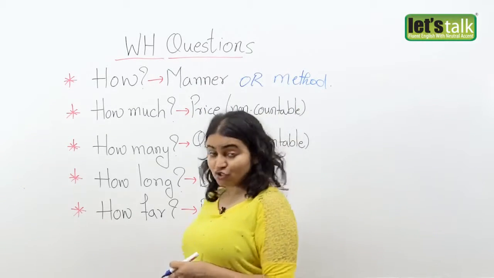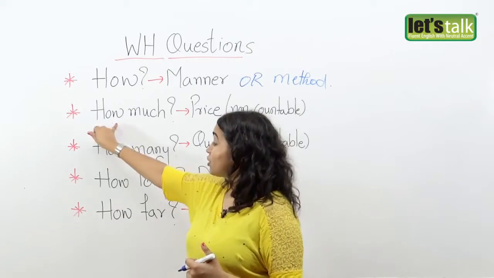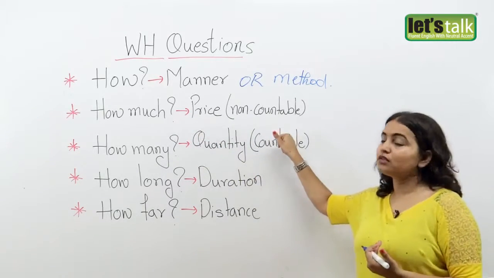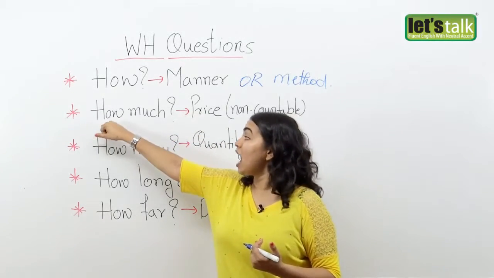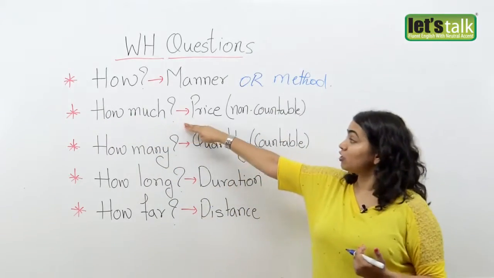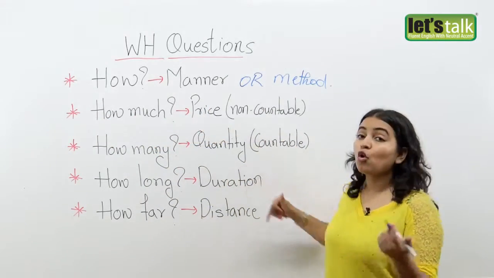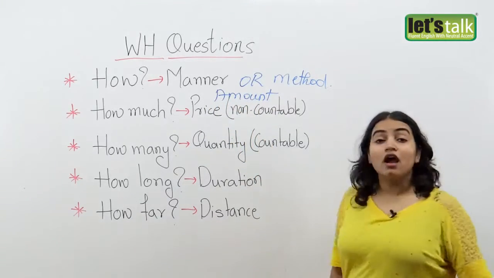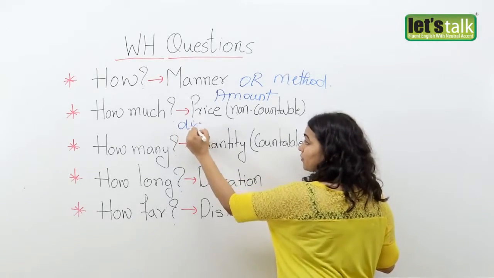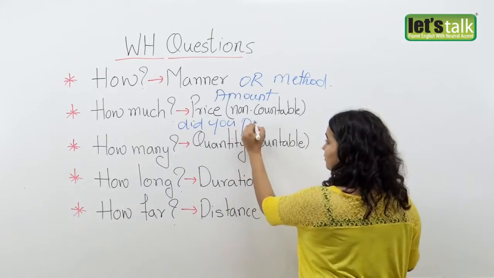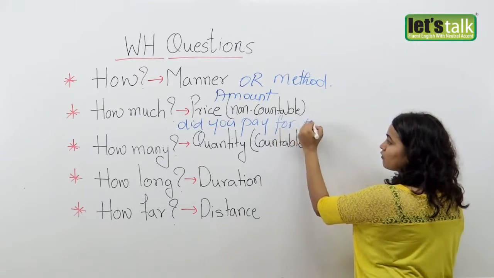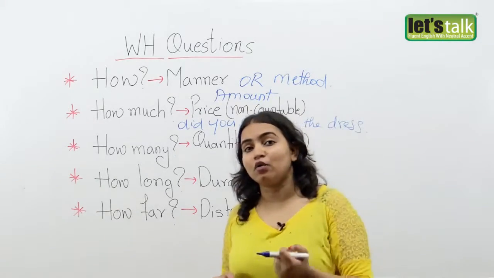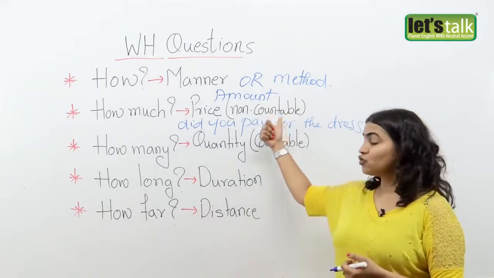Our next question, using the word how, could talk about the price, which is non-countable. So I always would use how followed by much when I'm talking about the price or the amount of something. So I could say, how much did you pay for the dress? So I'm talking about the price or the amount, or how much did you pay for the shoes?